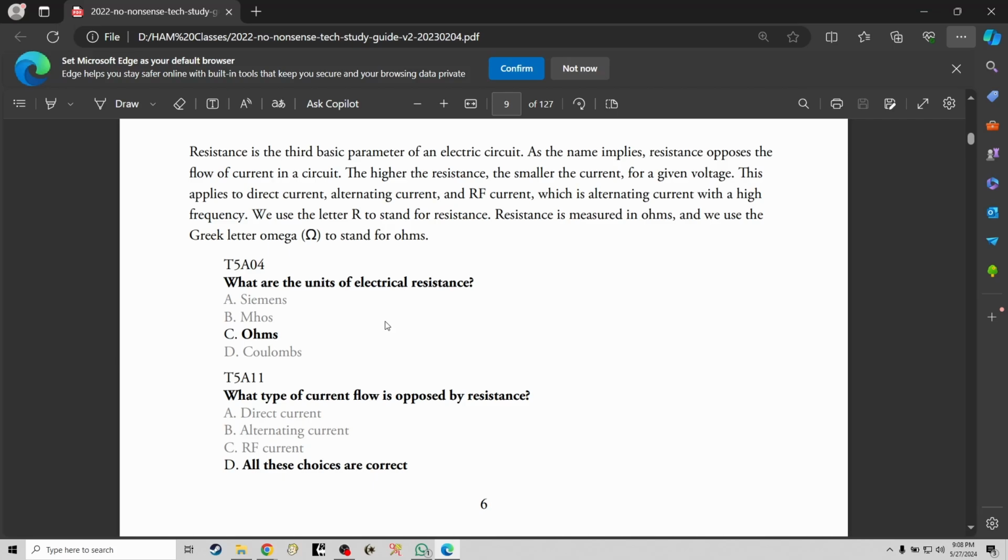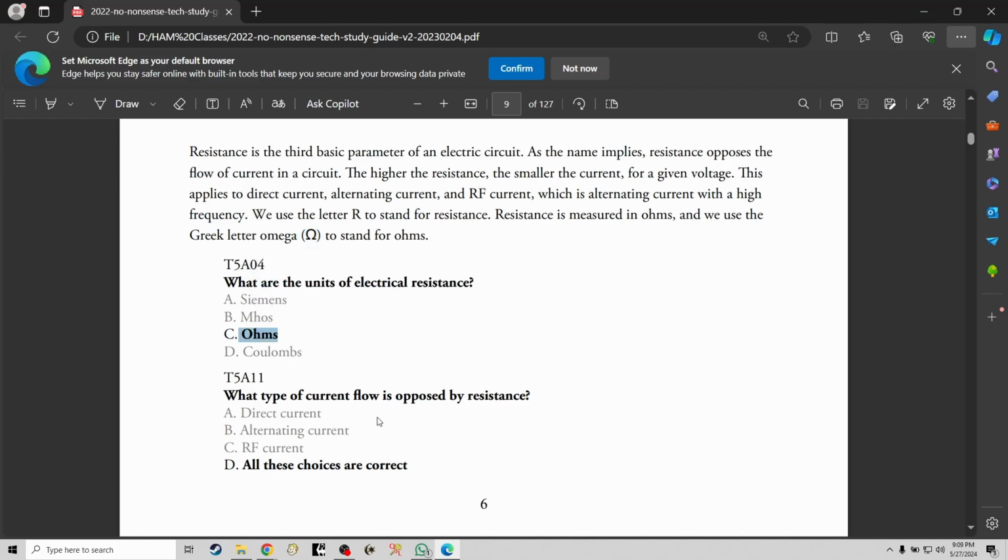Then we go into Ohm's law. What are the units of electrical resistance? How do you measure resistance in a current? It's called ohms. Right here is the symbol for ohms. You're going to come across that a lot in your ham radio career, so remember that little symbol. It stands for ohms.